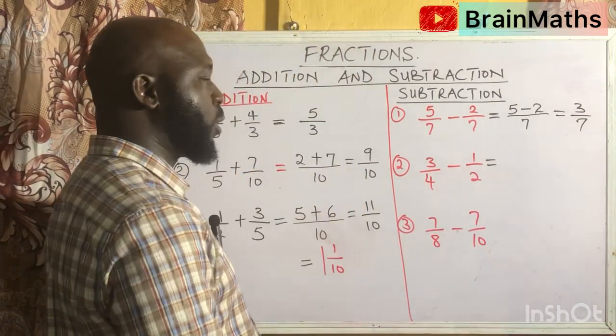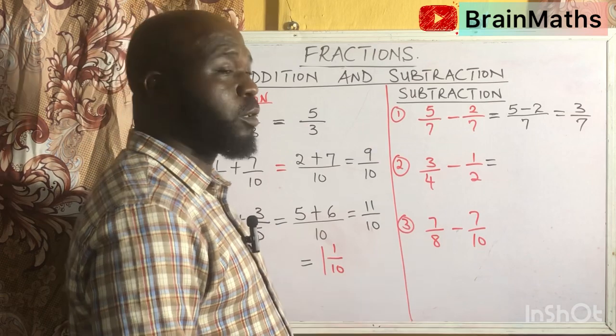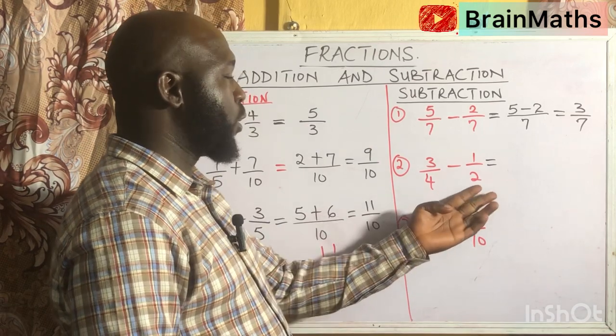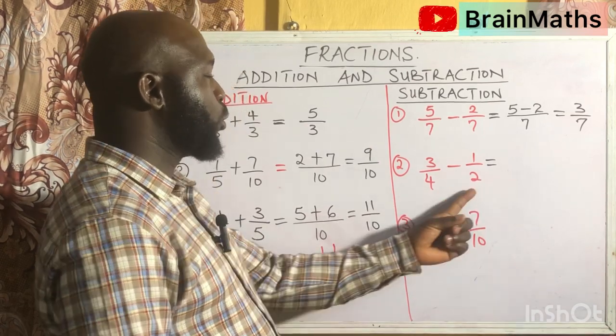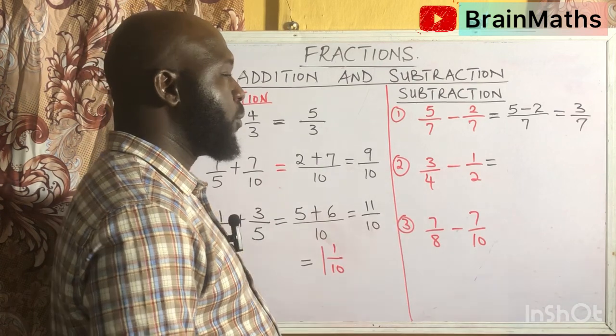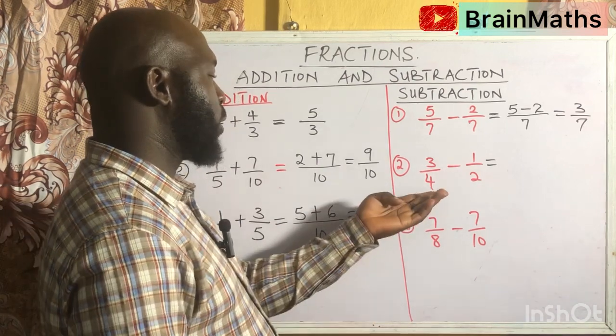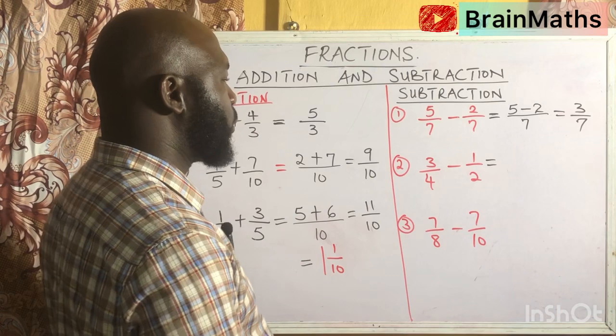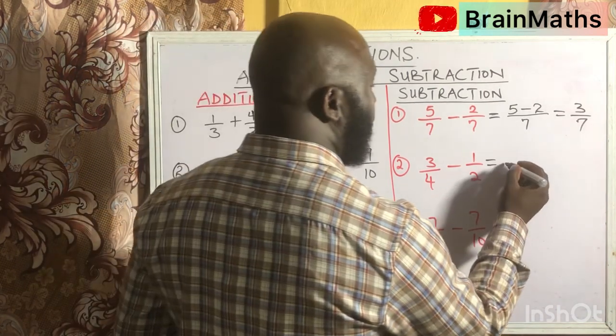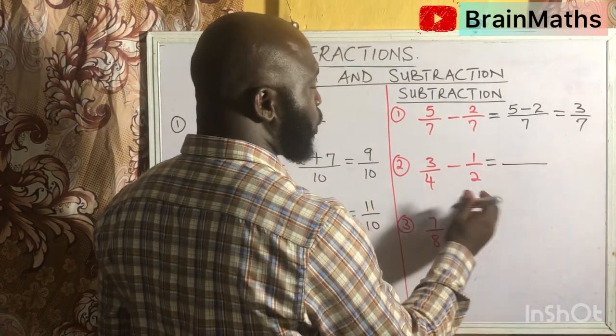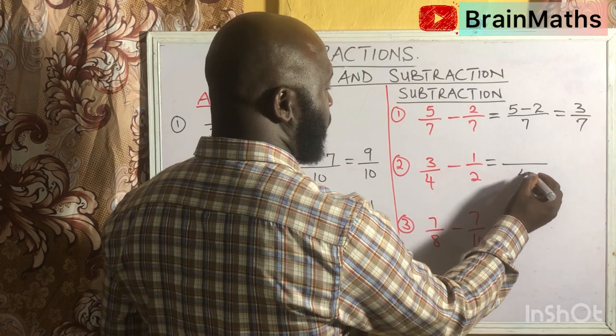Let's come to the second one. If you look at what we have in the second one, we have 4, we also have 2, and 2 is a multiple of 4. 4 is also a multiple of itself. So in this case, we say our LCM for 4 and 2 is 4.